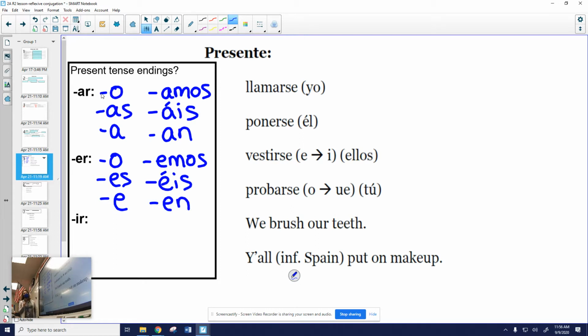ER verb endings, the vowel changes from A to E. IR verb endings are very similar to ER verb endings. O, es, e, except in the nosotros form and the vosotros form. Good? Is it coming back to you now, hopefully?